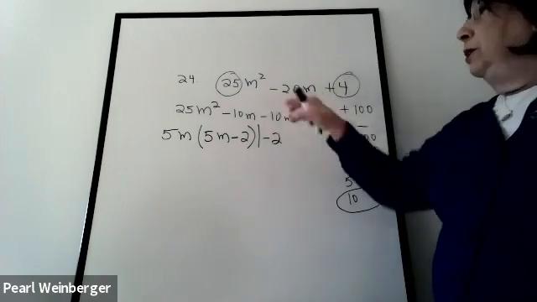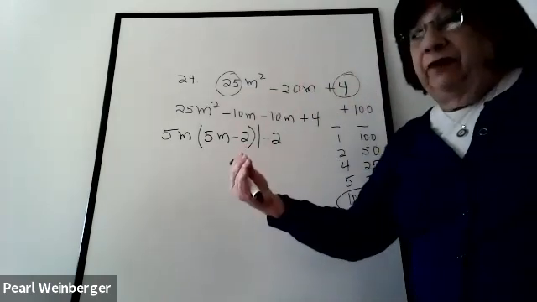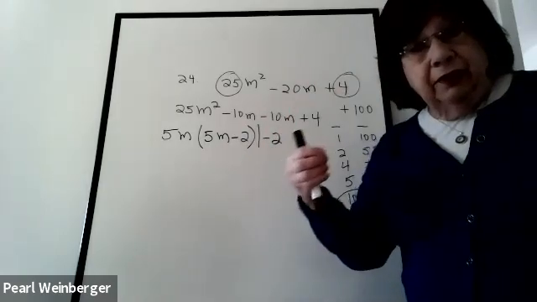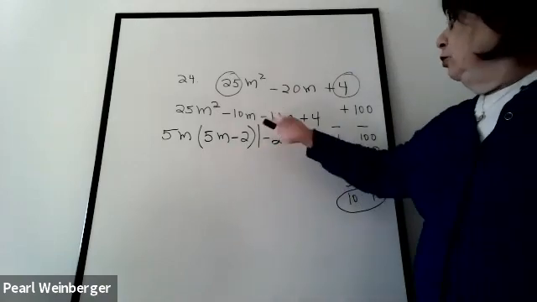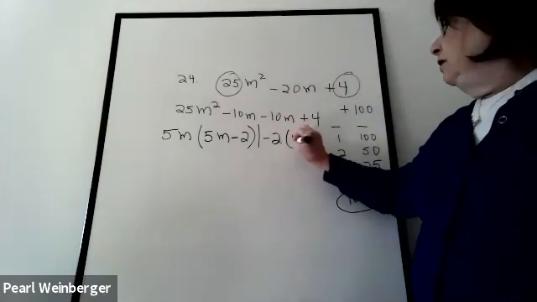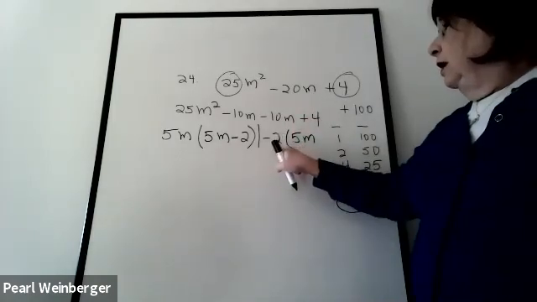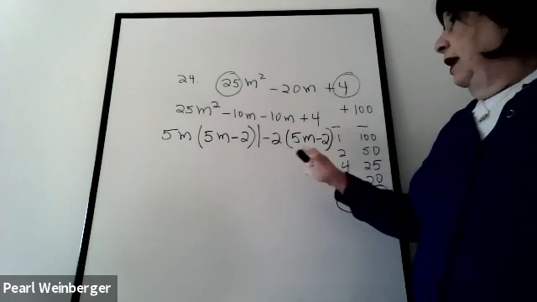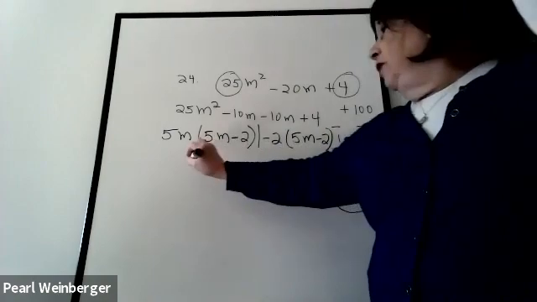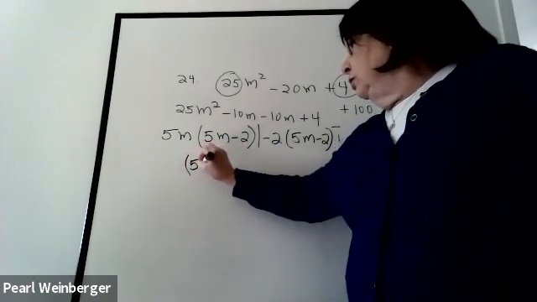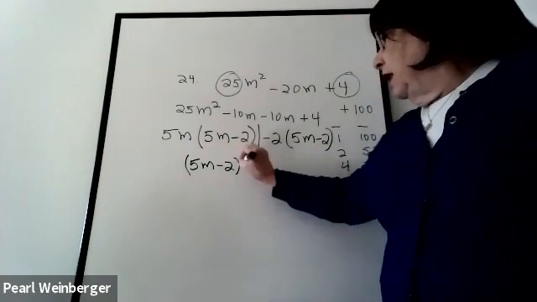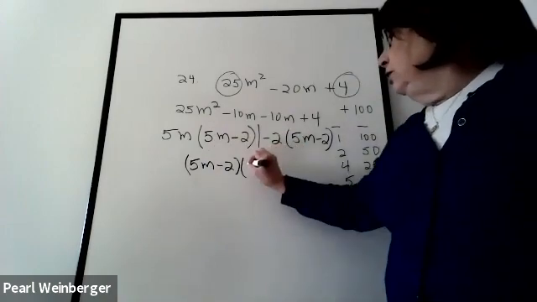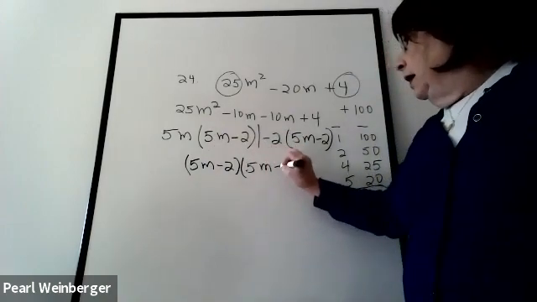Whenever the group I'm trying to find the common factor of starts with a negative, that negative becomes part of the common factor. So negative 2 into negative 10m is positive 5m. And negative 2 into positive 4 is negative 2. And now I see that my common binomial factor is 5m minus 2. And the other factor, the two outside numbers, is also 5m minus 2.